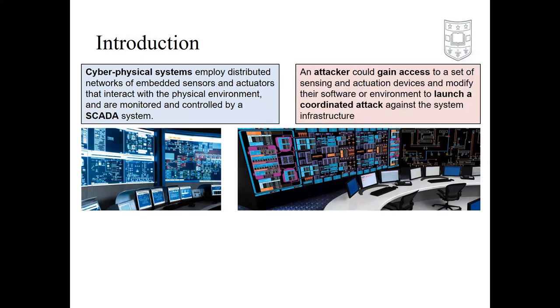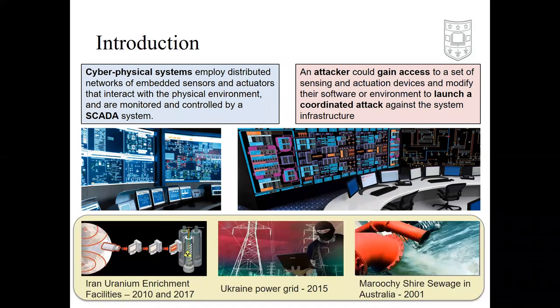The availability of cheap communication technologies like internet has certainly improved scalability and functionality features in several applications. However, they have made cyber-physical systems susceptible to cybersecurity threats. Some real-world examples are the attack on Iranian uranium enrichment facilities in 2010 and 2017, the attack on Ukraine power grid in 2015, and the attack on Maroochy Shire switch in Australia in 2001.